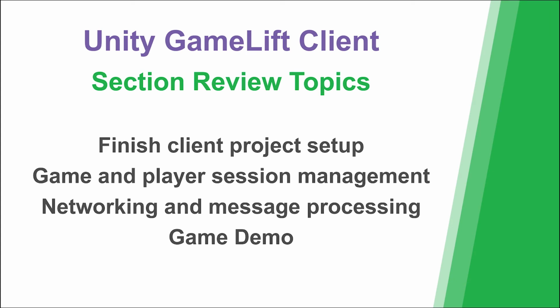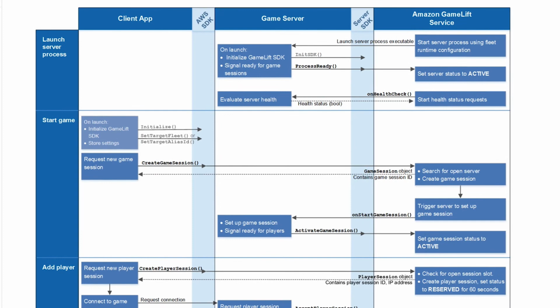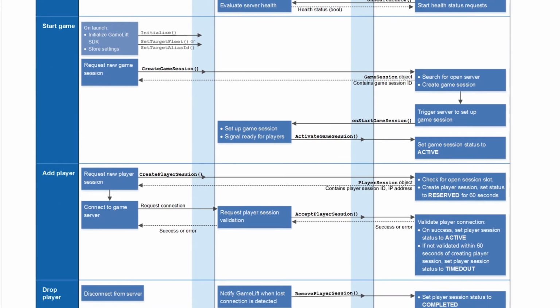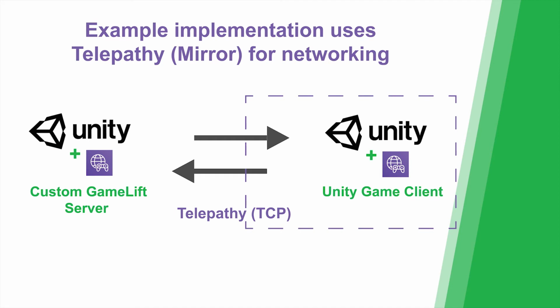This section will cover the client-side setup. So we have our server up and running, now we need to set up our Unity client to create game and player sessions and communicate with the server. Back in this diagram, we'll review all of the tasks under the client app column and how they tie into the GameLift server. We'll also look at an example implementation of how to set up the client-side networking required to communicate with our server. So let's review the code and finish up with a demo game that shows the stages of a game session in the AWS console.